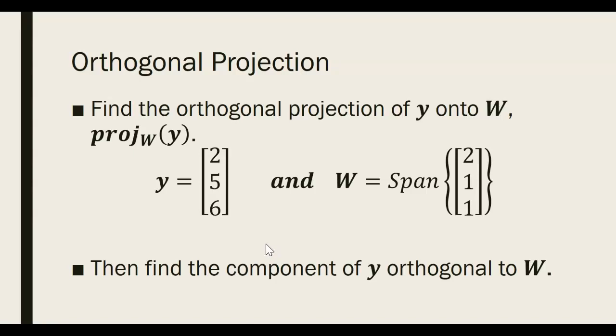So let's do one of these. Let's say y is (2, 5, 6), and W is the span of (2, 1, 1). So W is a one-dimensional subspace of R3. Let's find the projection of y onto W, and then find the component of y that's orthogonal to W.